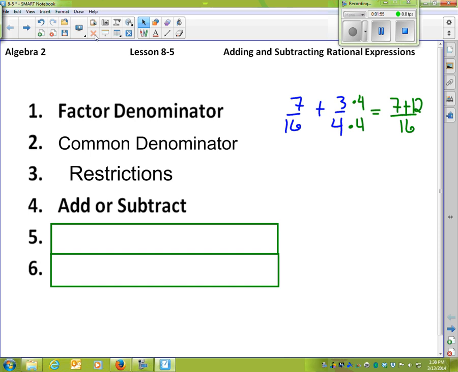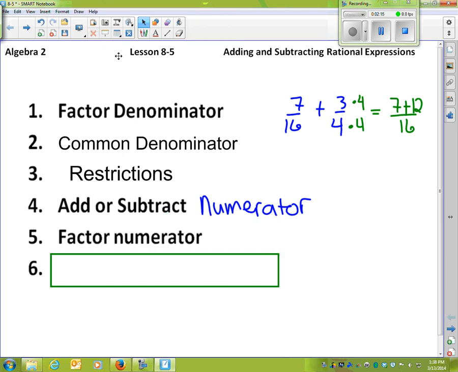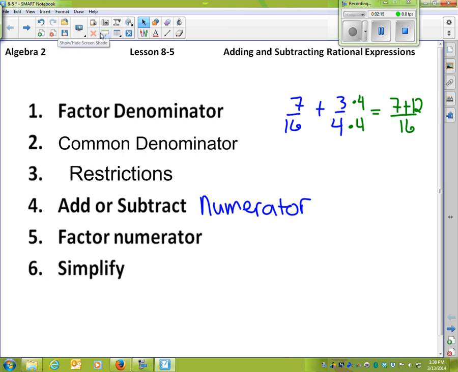Add or subtract the numerator, just like we did up here with that 7 plus 12. The denominator is not going to change. That common denominator will be carried throughout the problem. Once you've added or subtracted the numerator, you get to factor the numerator and then simplify anything that you can. So let's give it a try.